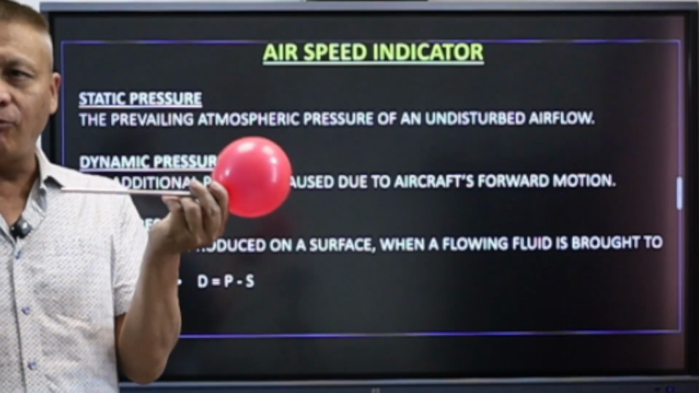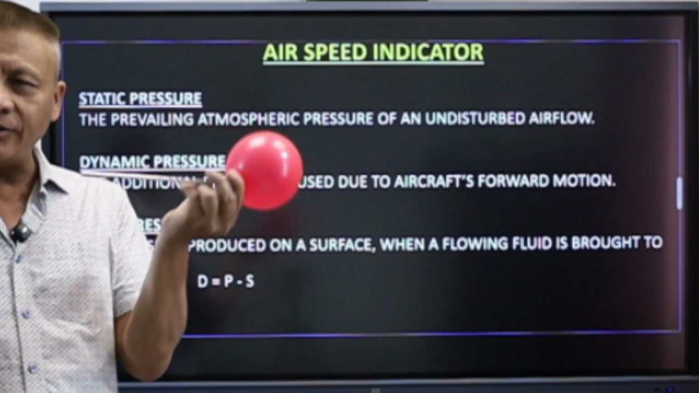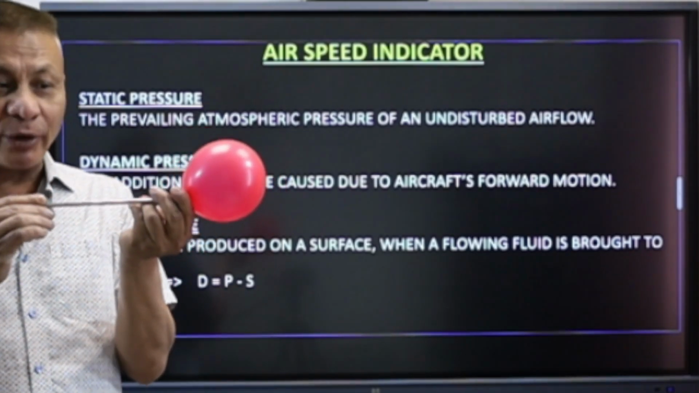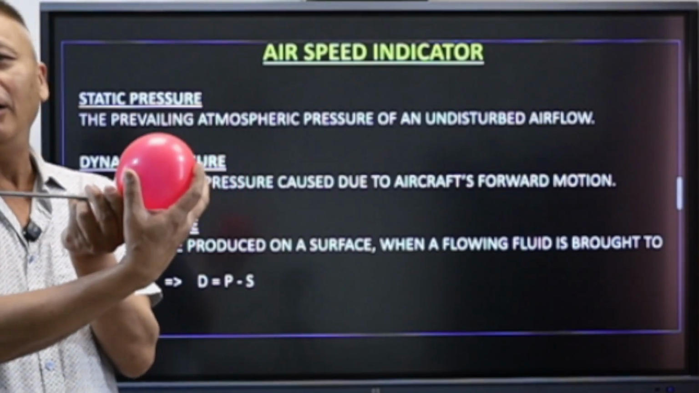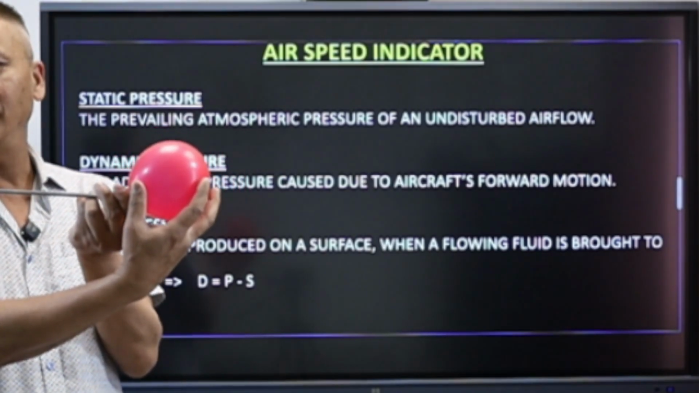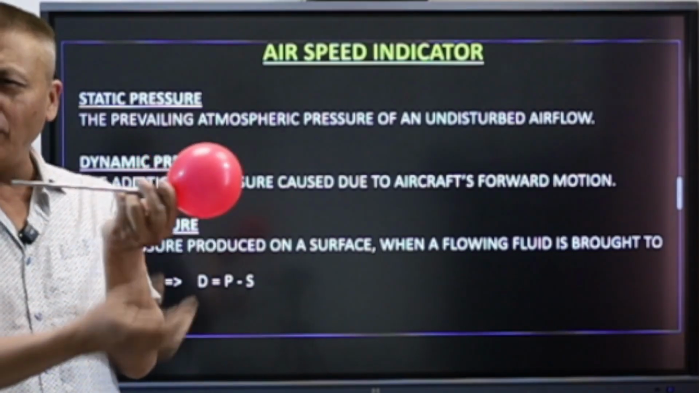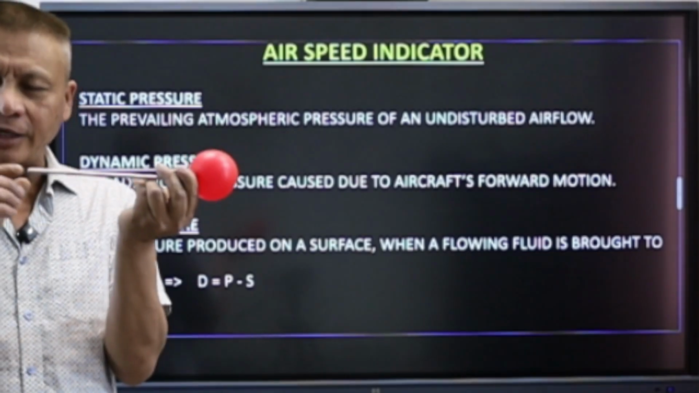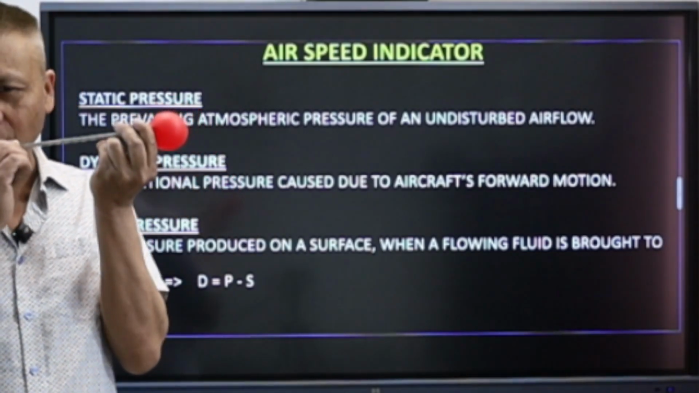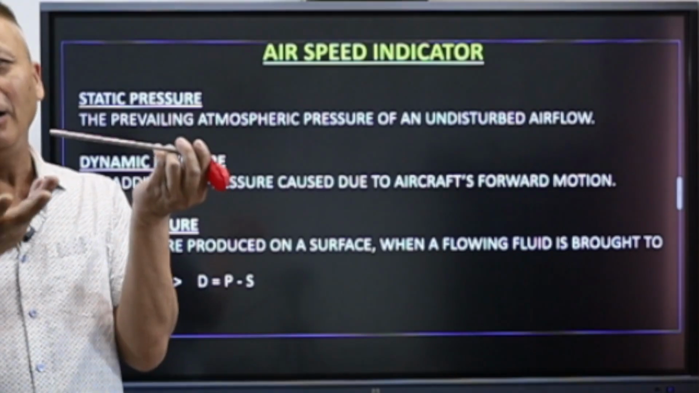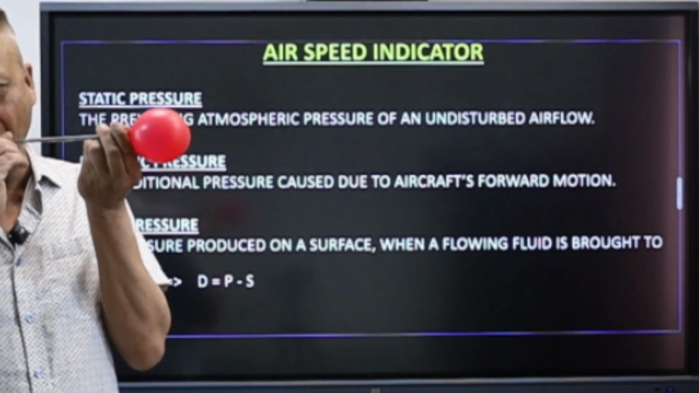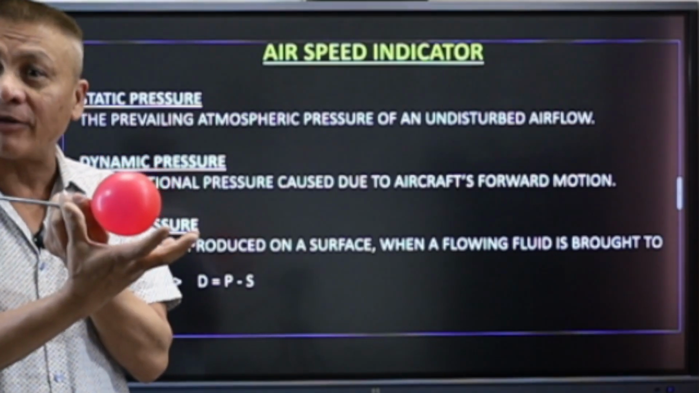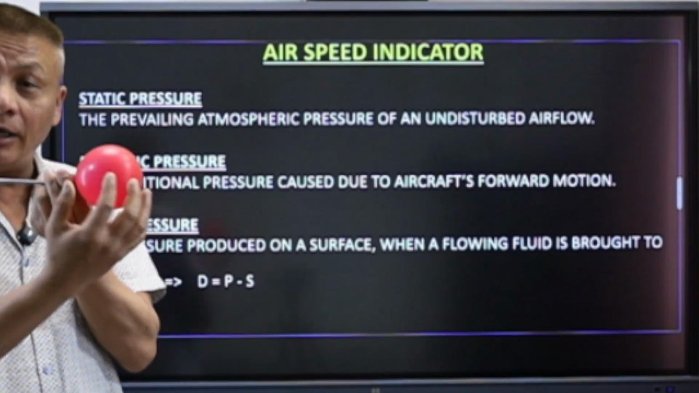As the forward motion of the aircraft increases, the dynamic pressure is going to increase. So if the dynamic pressure is increasing, the balloon starts inflating. Whenever this balloon is expanding, I am feeding a pressure which is somewhat like the Pitot pressure, which is the static plus the dynamic, when it is expanding against the static pressure which is already existing in the atmosphere.